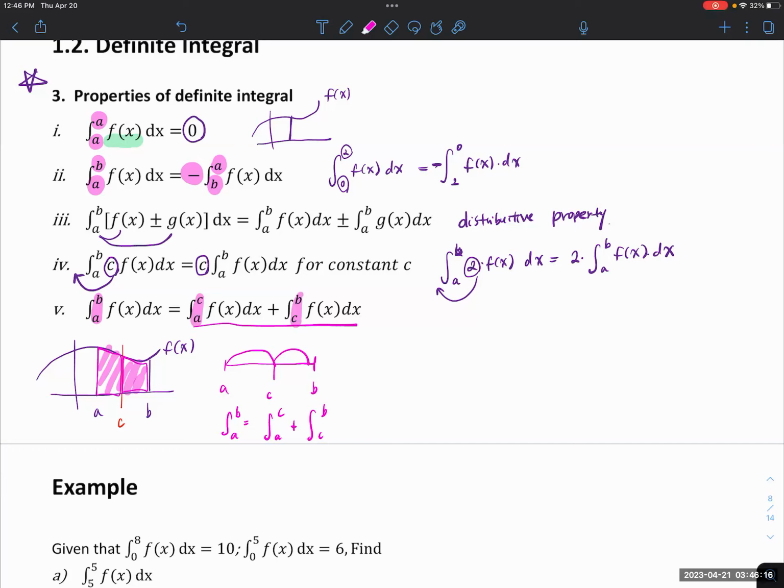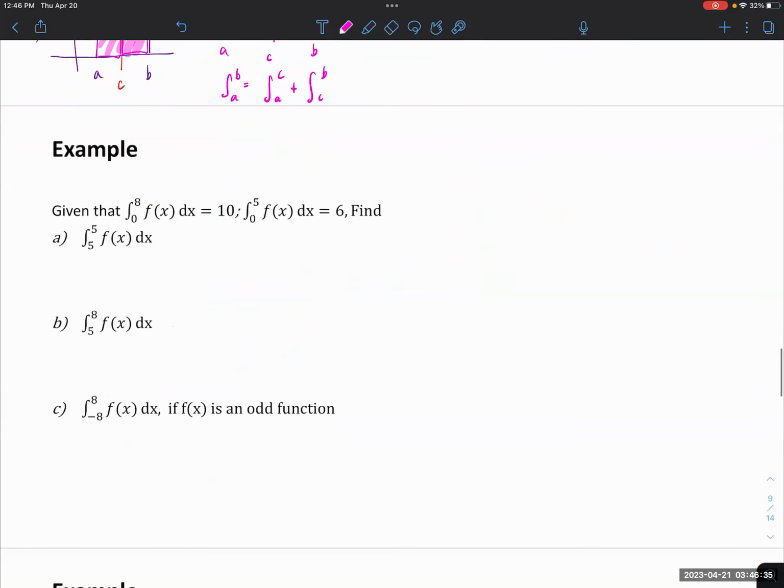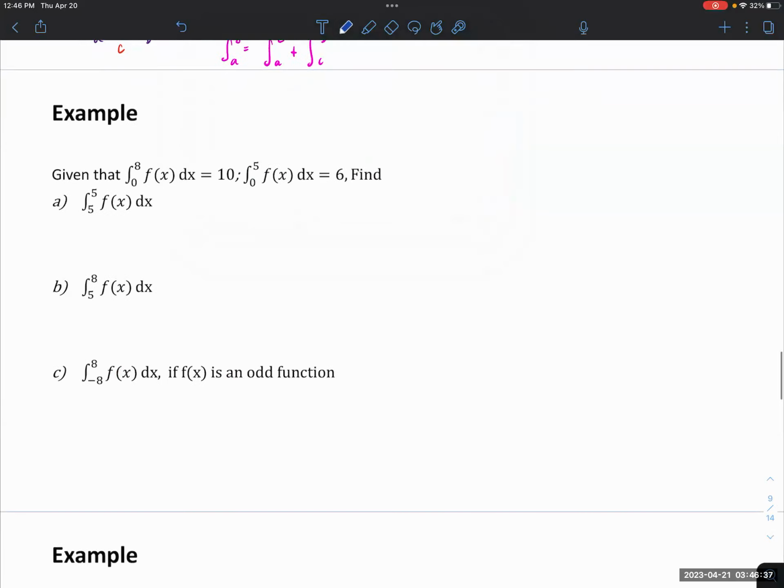So we're going to apply this concept to find the answer in the following question. Maybe you need to think about these properties. It's not really complicated to use. So let's go to the next question and check it out. I'm going to go down slowly. Okay, here is the question.